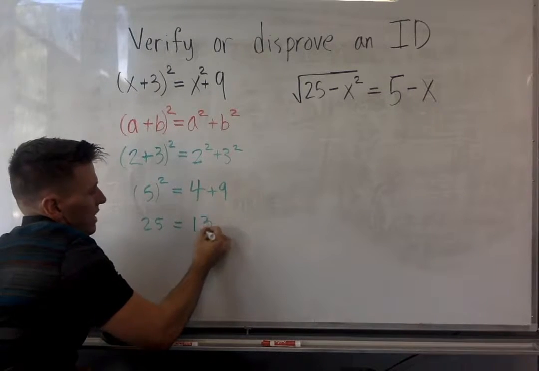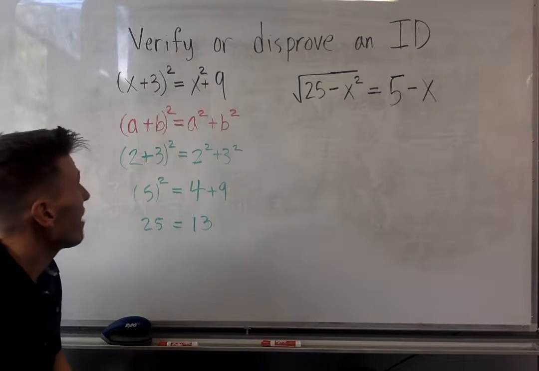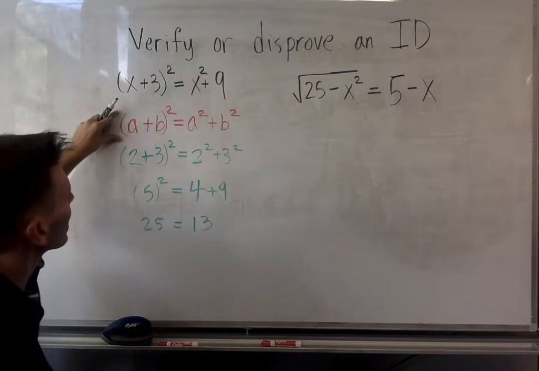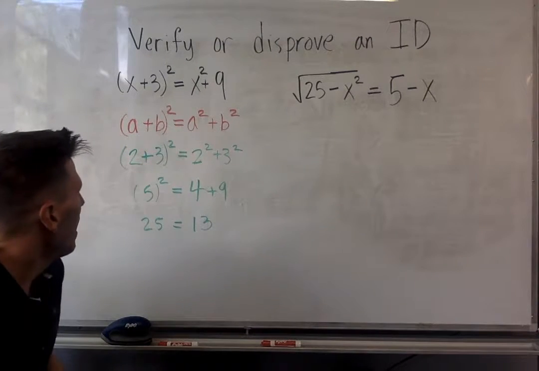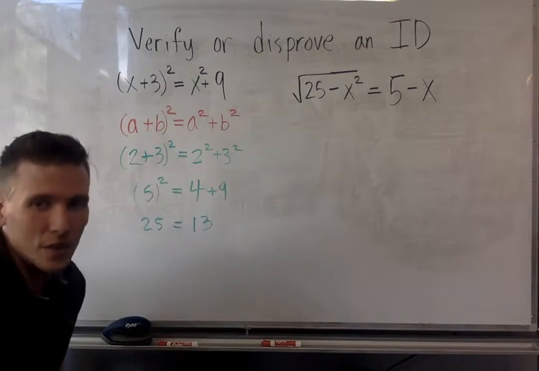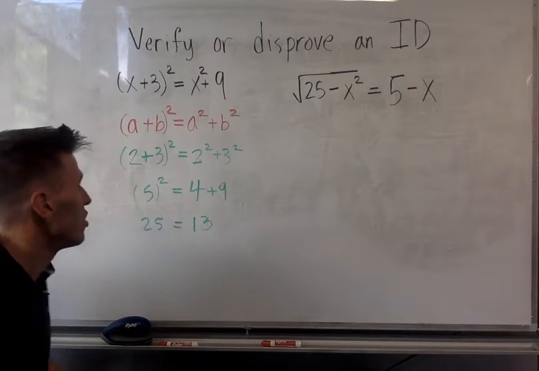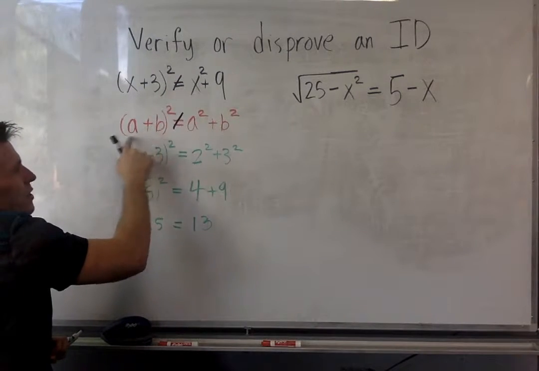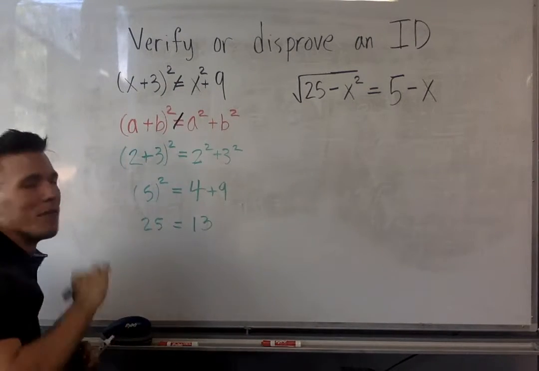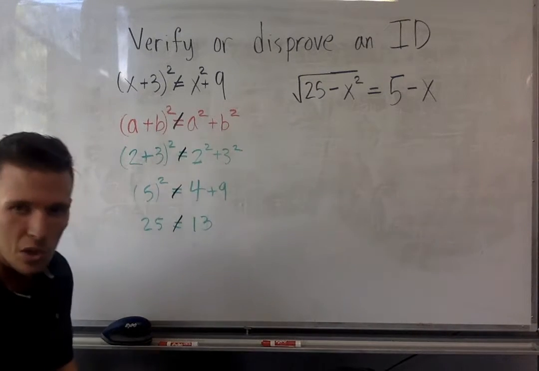25 and 13. Obviously 25 does not equal 13, so we have taken this abstract example, (a plus b) squared equals a squared plus b squared, and given it an actual real number equivalent to check whether it's actually something we can do. And we've learned that in math, we cannot say that the square of a binomial is the same as the sum of those two separate squares. This is not a property that we can use.